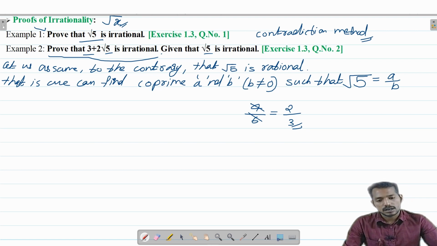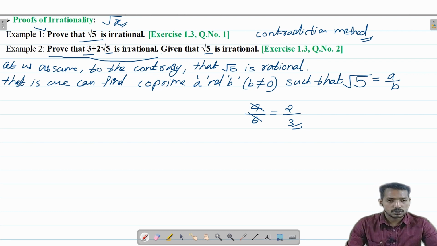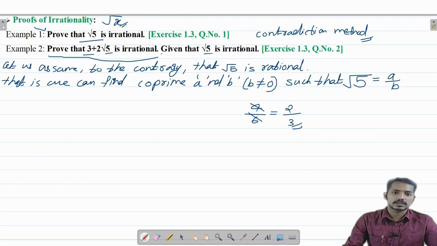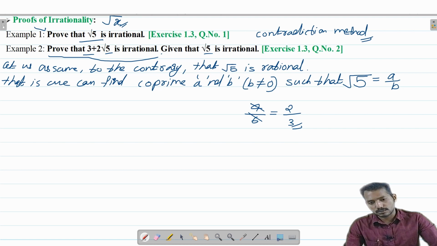One more step is given in our textbook, that is R is equal to P by Q after dividing by HCF. There is no need of writing that statement. We can directly say that we can find coprime A and B such that root 5 is equal to A by B. Clear? We directly consider it as A by B, as A and B are coprime. If they are not coprimes, then divide by the HCF, and we will get coprimes. That is very simple.